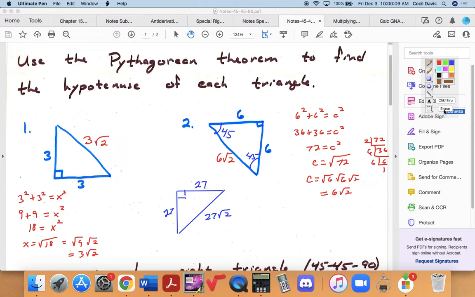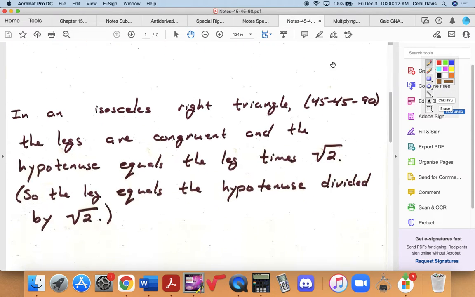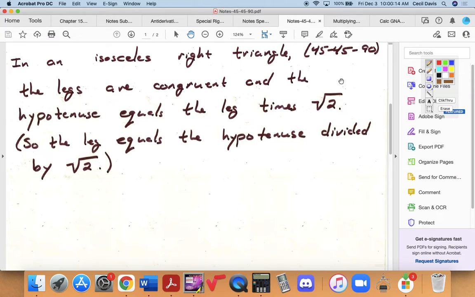Okay, so here is the rule for isosceles right triangles, or 45, 45, 90 triangles. The legs are congruent. We know that because it's isosceles. The legs have to be congruent. And the hypotenuse equals the leg times the square root of 2. That means if we want to reverse the process, the leg equals the hypotenuse divided by the square root of 2. This is why we practiced multiplying and dividing by square roots.